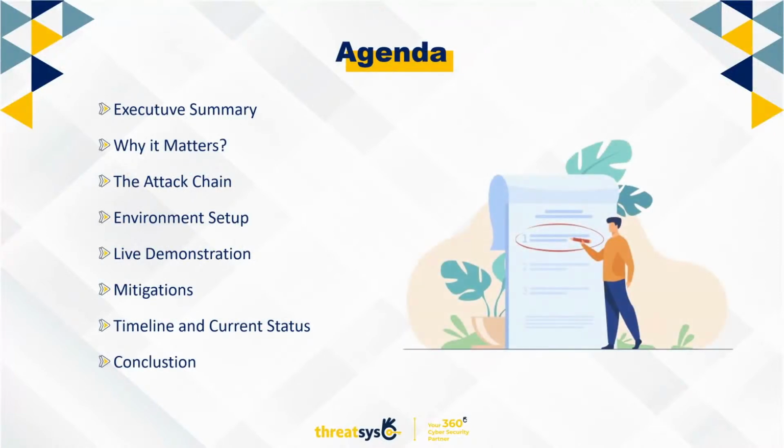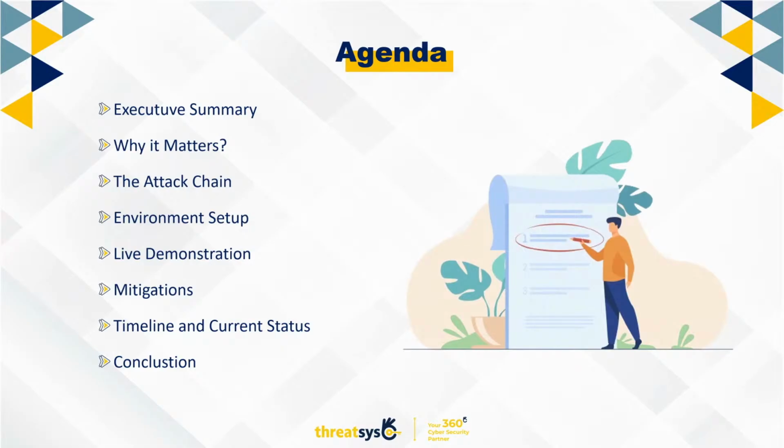So here is a quick look at what we will cover today. We will start with the executive summary, the core facts and severity. Then we will move towards why this matters, covering the widespread impact of the issue. Then we will break down the attack chain, the step-by-step process of the exploitation. Following that, we will look at our environment setup, like how I isolated my Windows and everything, with a live demonstration of the exploit. Finally, and most crucially, we will look in detail at the essential mitigations that you need to implement, and the timeline and current status of this vulnerability.